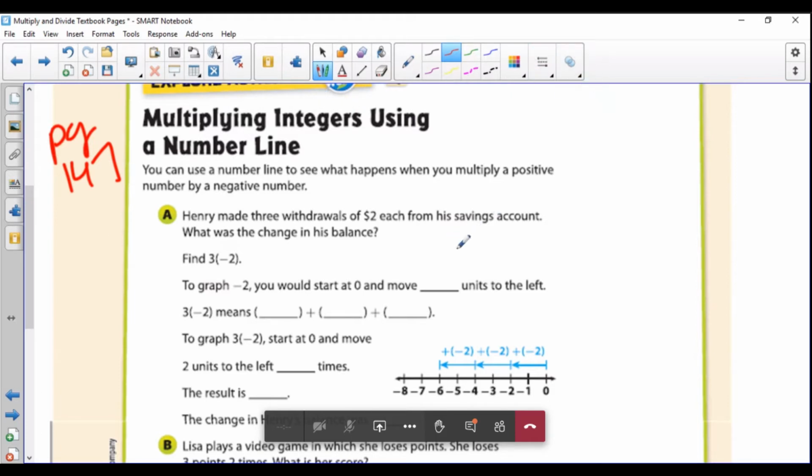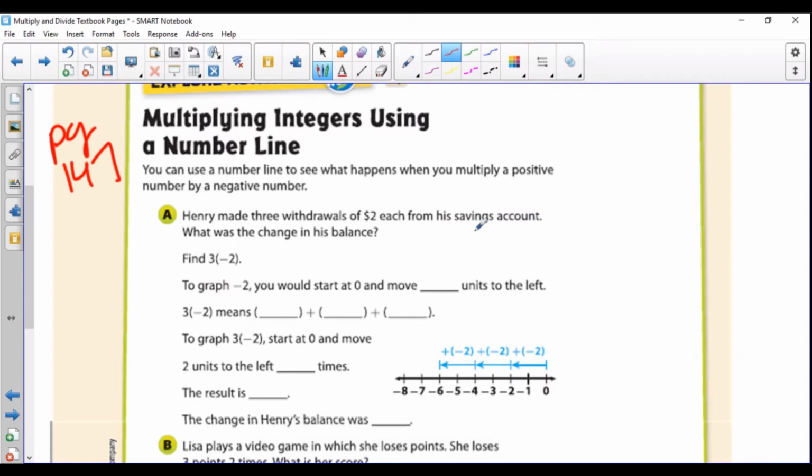Now, let's look at this. It says Henry made 3 withdrawals of $2 from his savings account. What was the change in his balance? The first thing I want to do is start exploring and looking for any keywords or things that I might notice. I noticed that there are 3 withdrawals, so I know that there are 3 occasions that happened. And then a withdrawal of $2 means we take out $2. So a withdrawal of $2 means -2.